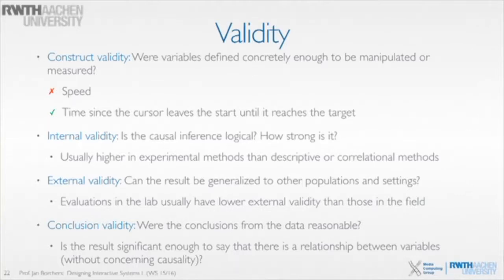So oftentimes you get high internal validity in experimental studies, like the ones that we've been talking about, more so than in, for example, things that are just observational or descriptive or correlational. The external validity, on the other hand, whether this result can actually be applied to other settings, is often not so great when you do this in a lab. So this lab study is not so great for external validity, because what we did there was not applied in an ecologically valid environment that actually resembles real life. So those two things often contrast each other.